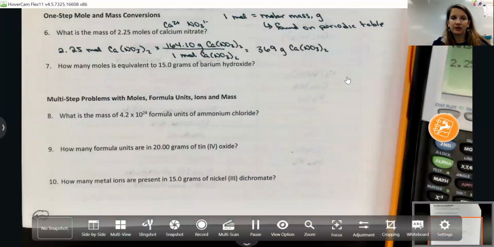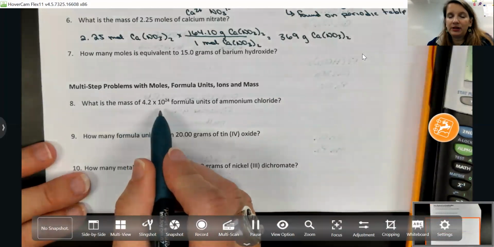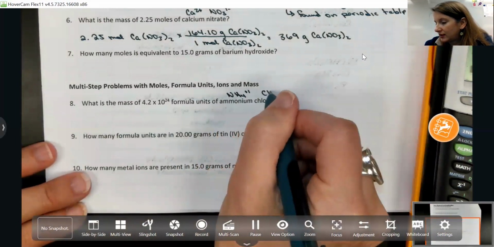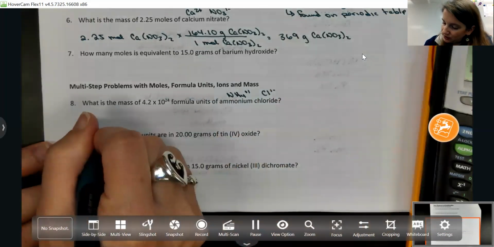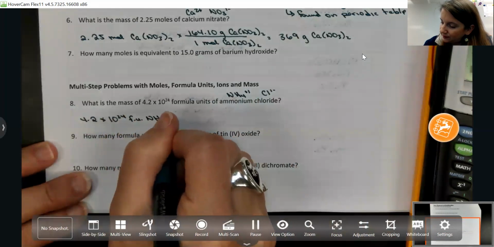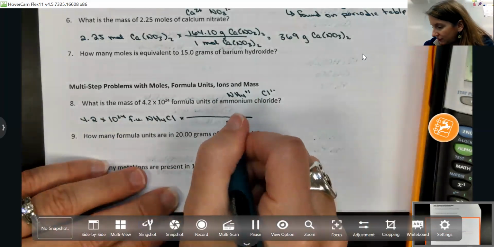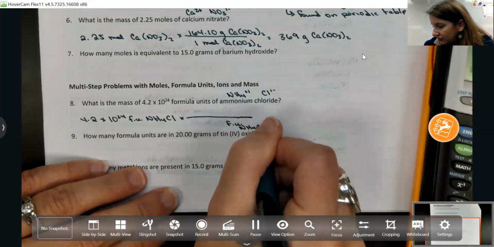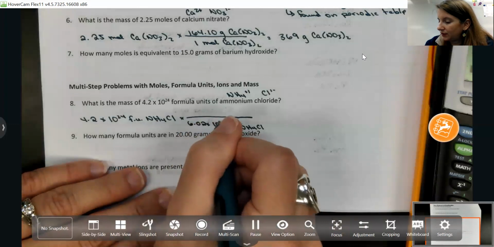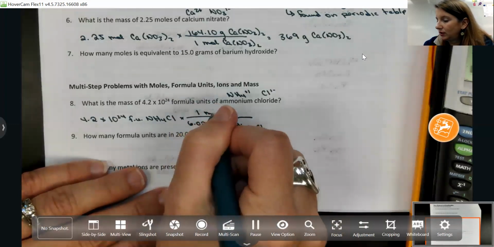And let me scroll up here so we can look at these multi-step problems. What's the mass of 4.2 times 10 to the 24th formula units of ammonium chloride? Ammonium is NH4+1. Chloride means it's just chlorine's ion from the periodic table. So we have 4.2 times 10 to the 24th formula units of NH4Cl. We are going to multiply that by a conversion factor. Since we have formula units here, we know we have to have formula units down here. So whatever unit you're trying to get rid of, that should go at the bottom. The number that goes with formula units is always going to be 6.02 times 10 to the 23rd. And we know that 6.02 times 10 to the 23rd formula units of ammonium chloride is equal to 1 mole of ammonium chloride.